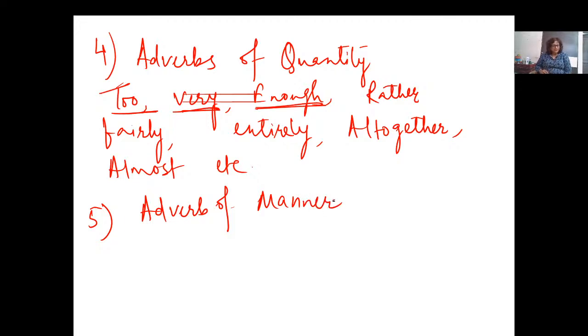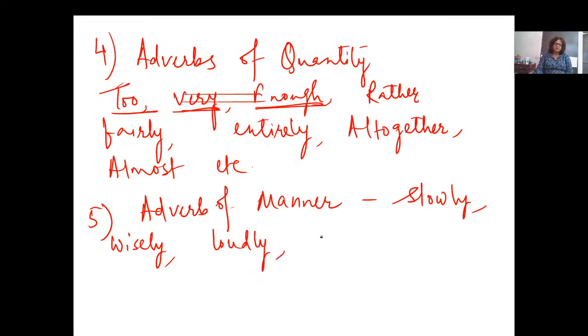Another important part, adverb of manner, that is you can write slowly, you can write wisely, you can write loudly, you can write soundly, etc. Whenever we take ly with an adjective, these are called adverb of manner.